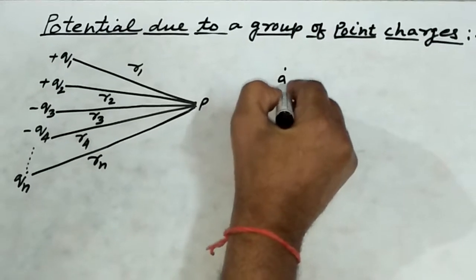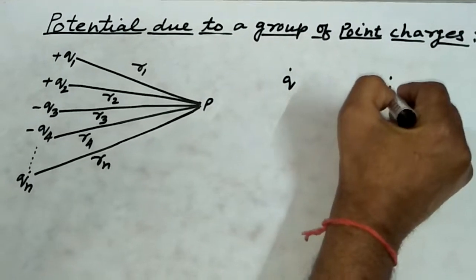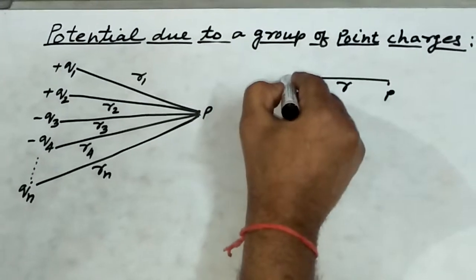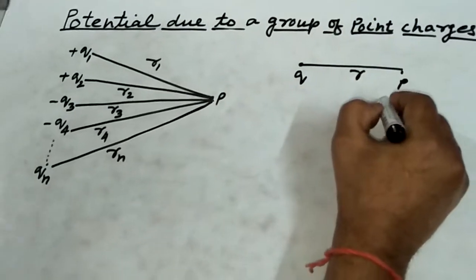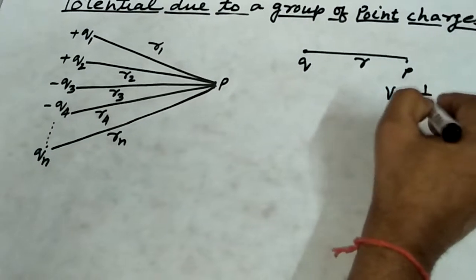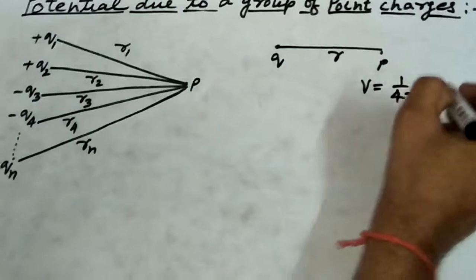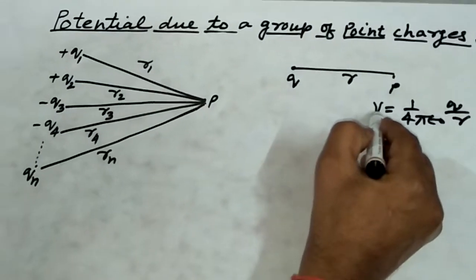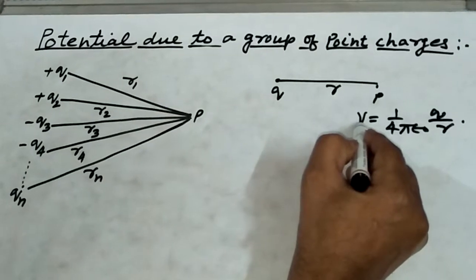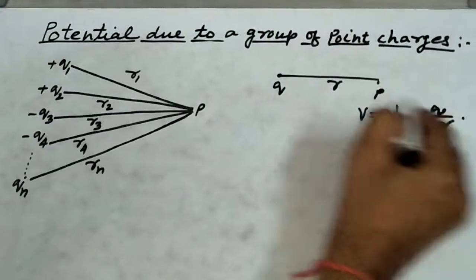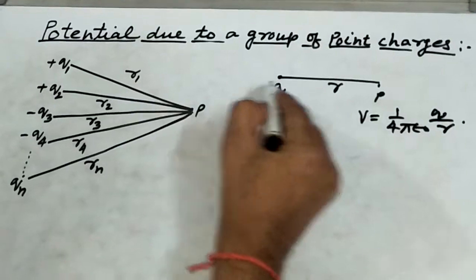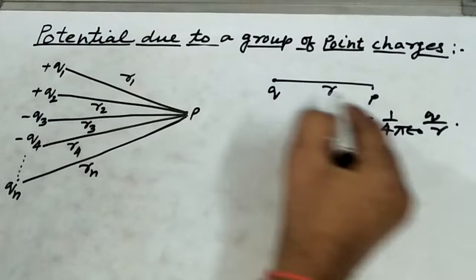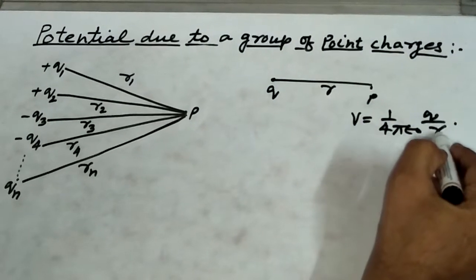Suppose a charge is Q and P is a point at distance r from it, then the potential due to this charge Q at point P is V equal to 1 upon 4 pi epsilon naught Q by R. And since electric potential is a scalar quantity, in this case we consider the sign of the charge. If this charge is positive, then you will take plus Q by R, and if this charge is negative, then we will consider minus Q by R.